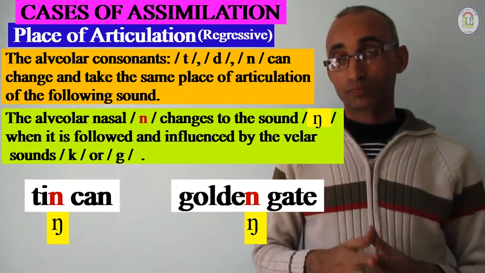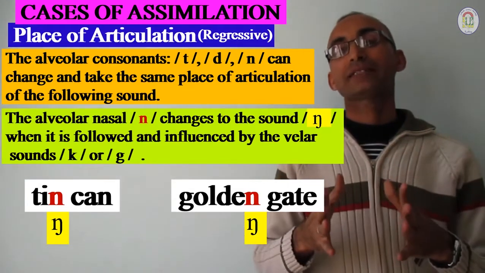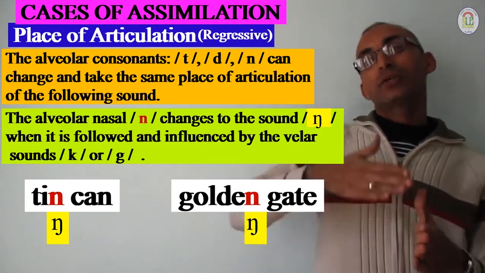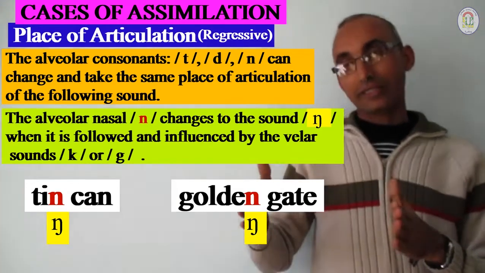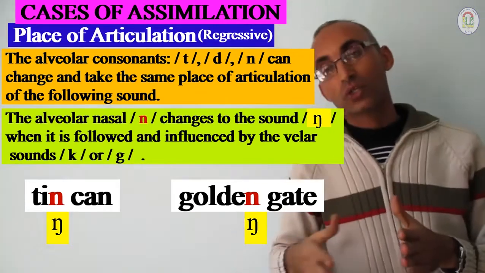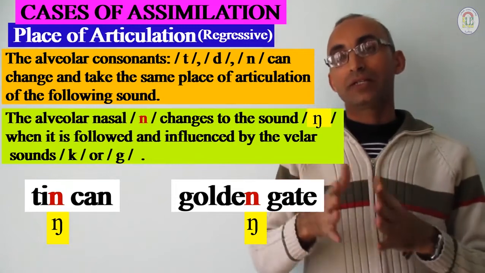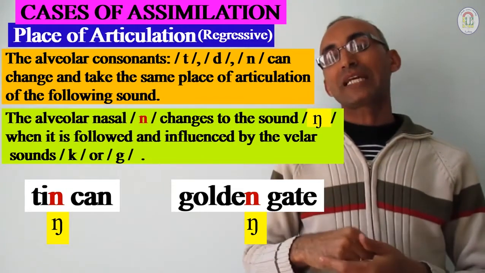So these are the changes which concern the alveolar consonants with regard to their place of articulation after being influenced by what comes after them. Okay, the bilabial or the velar sounds which come after them. They become similar, right, and sometimes even the same.